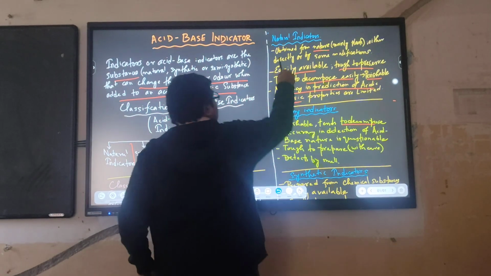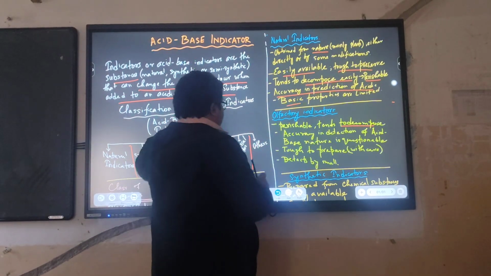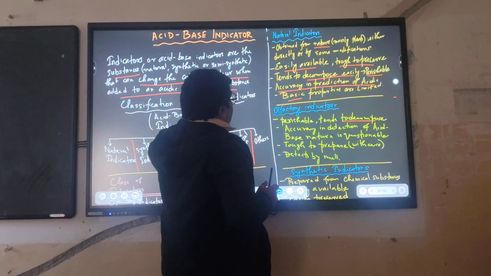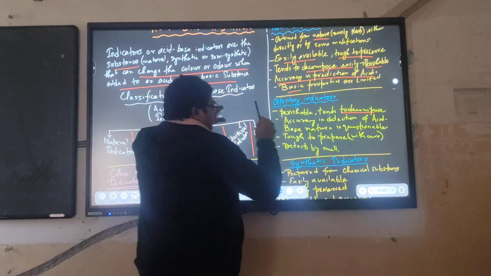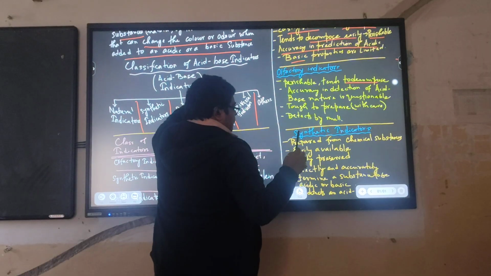At the same time, these are the properties also that are being listed here. So natural, you must have seen, these are the properties. Olfactory also, and synthetic substance is also there.